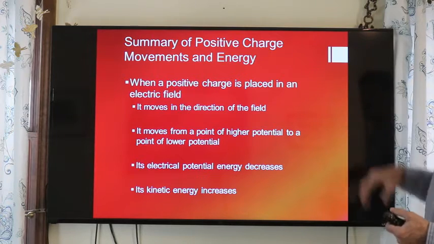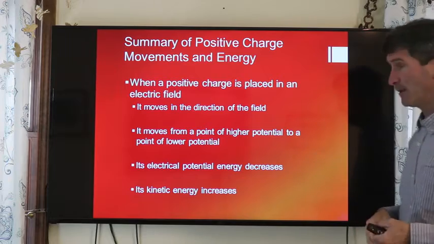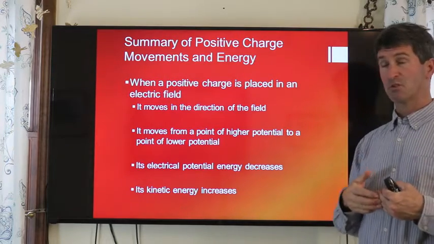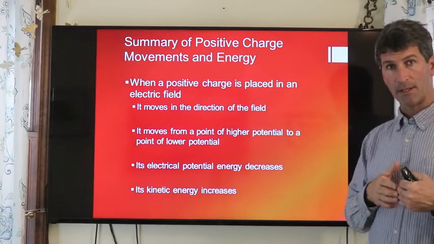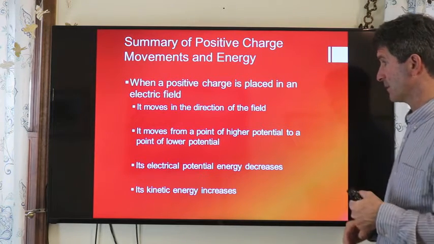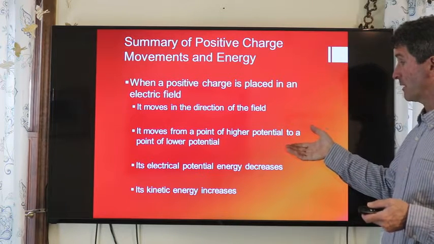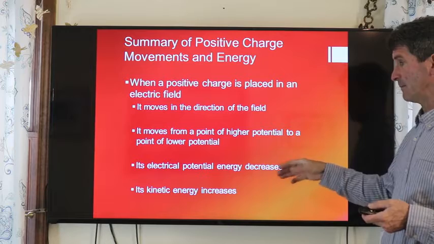So once again, a positive charge, when placed in an electric field, likes to move in the direction of the field because that's sort of downhill for it, if you will. That is where the electric potential energy is going to decrease. For the electron, it's obviously the opposite.